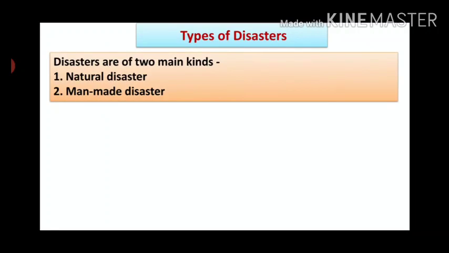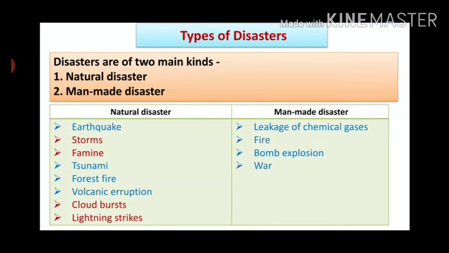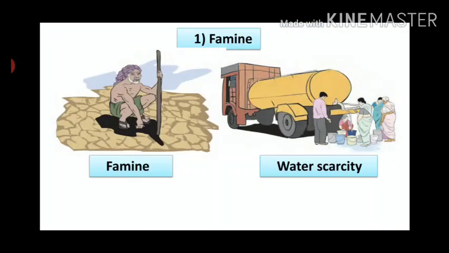Now, there are two types of disasters. They are natural disasters and man-made disasters. So disasters are divided into two, natural and man-made. Now see, in natural disasters there are earthquakes, storms, famine, tsunami, forest fire, volcanic eruption, cloud burst and lightning strike. And in man-made disasters there is leakage of chemical gases, fire, bomb explosion and war. So, understood how they are divided into two, natural and man-made?